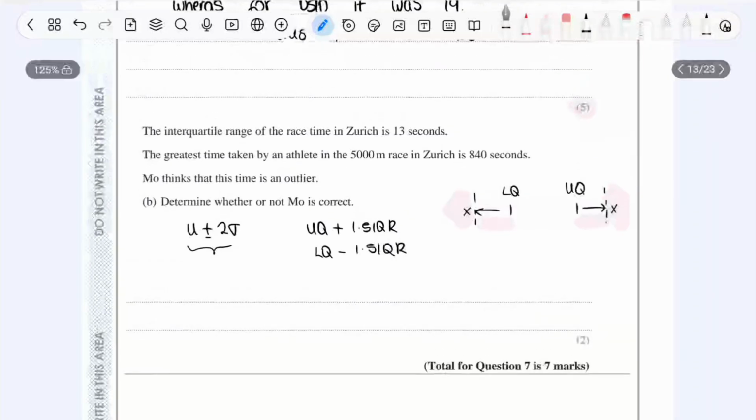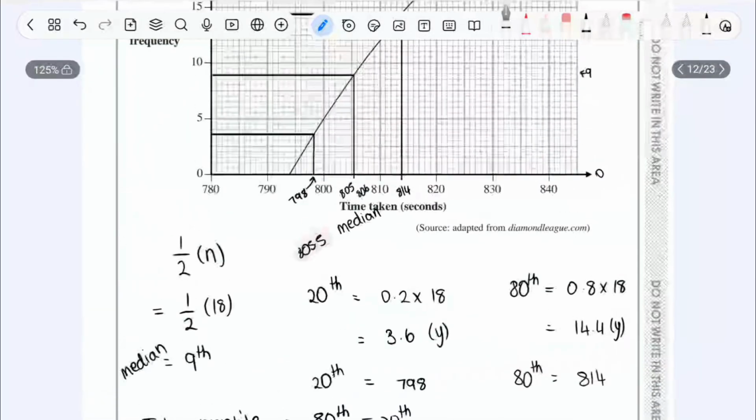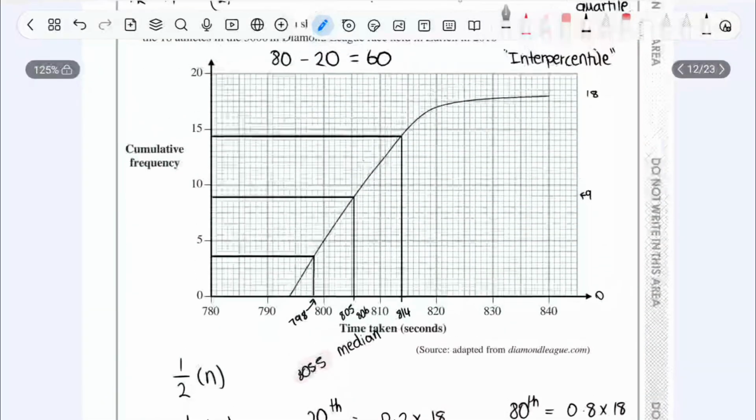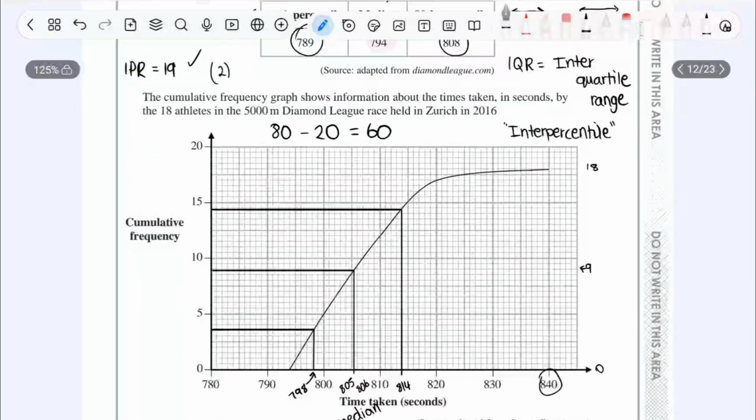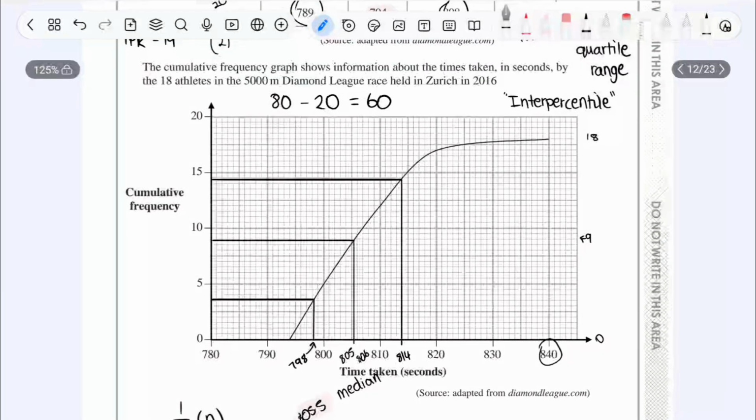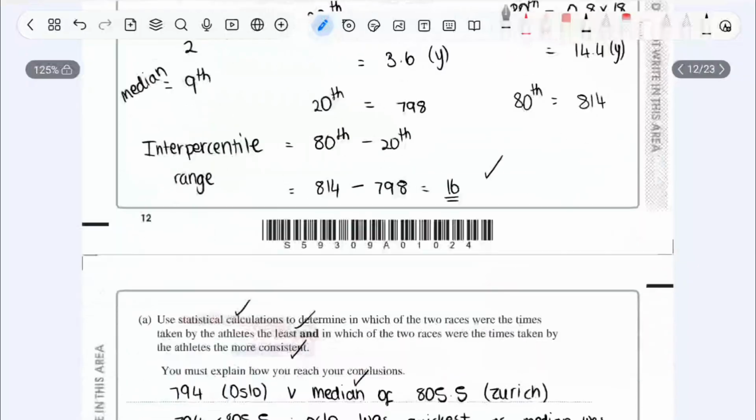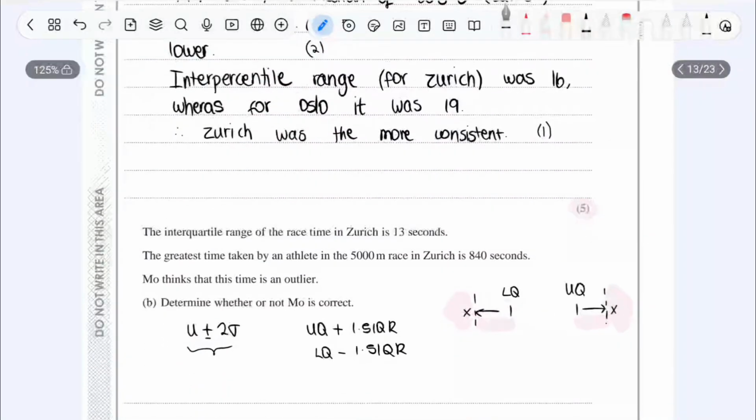So which one do we need to use? Well, he thinks the greatest time taken by an athlete is an outlier. Now, the question is, is that going to be the upper quartile or the lower quartile? 840 seconds on the graph. 840 is here. And if you trace it upwards, you can quite clearly see that this is at the top of the cumulative frequency graph. So by definition, it's not going to be in the lower quartile of the data, is it? It's going to be at the top of the data.